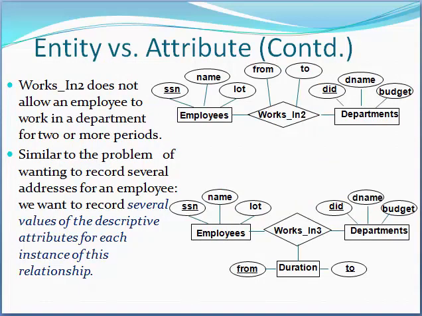I think this must be clear to you very well, but in this diagram you can see again that employees are the entity, departments are the entity, and the oval shapes, all oval shapes are attributes. Works_In does not allow an employee to work in a department for two or more periods. Similar to the problem of wanting to record several addresses of an employee, we want to record several values of the descriptive attributes for each instance of this relationship.